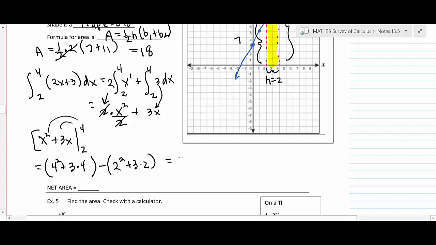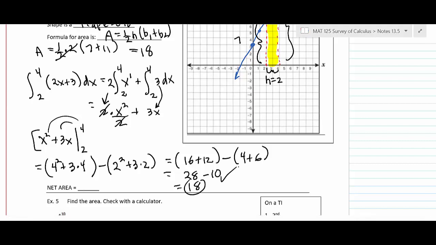Okay, so the first parenthesis is going to be 16 plus 12. The second one's going to be 4 plus 6. So it looks like I get 28 minus 10. Told you so. Okay, so it's 18. And you can do that on your calculator.